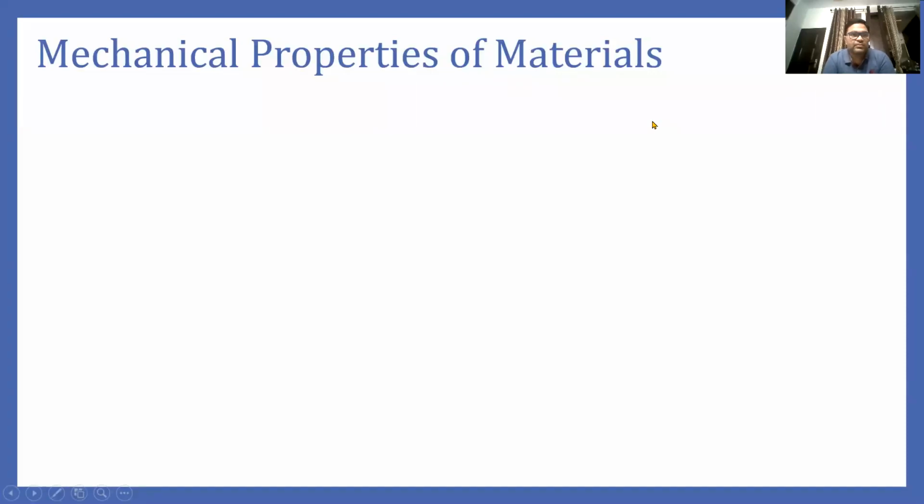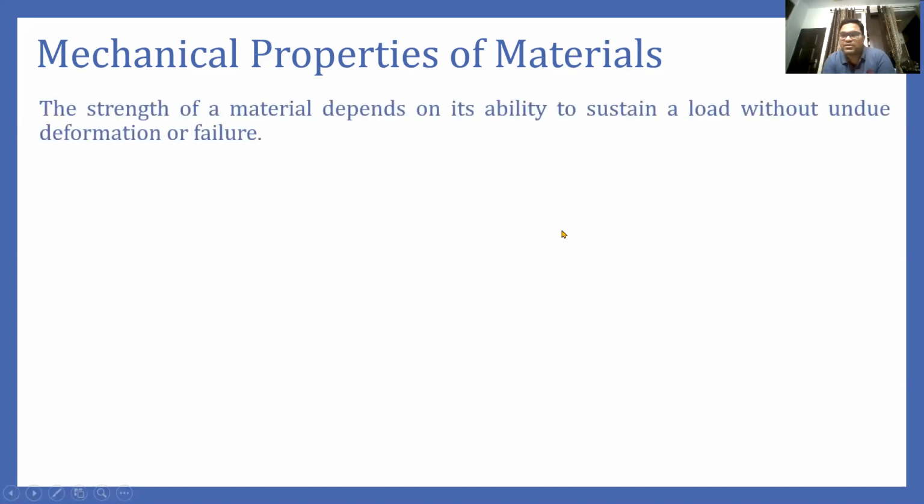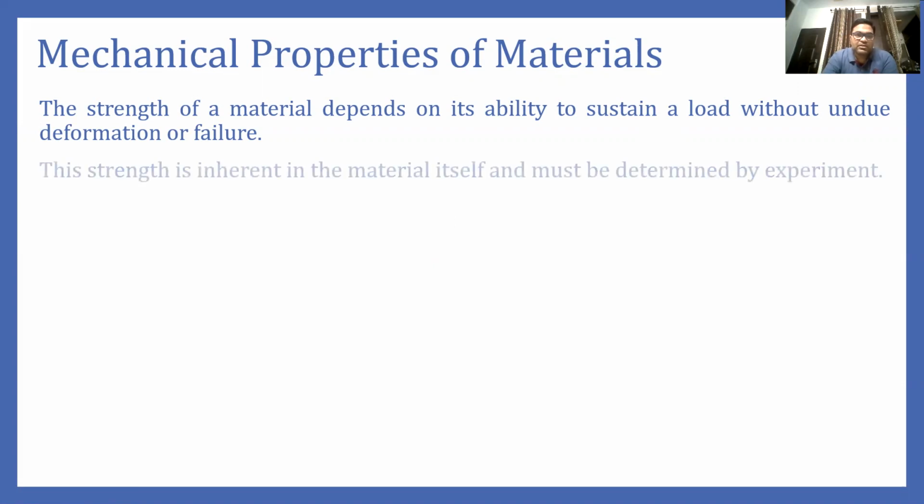Hello, welcome back. So now in this part we will discuss the mechanical properties of materials. And in this mechanical property of material, there is a very important property, which is the strength of material. Strength of material is very important to understand the ability of a material, whether it can sustain a load with low deformation or not. So this strength of material is an inherent property, and it can be determined by experiment.